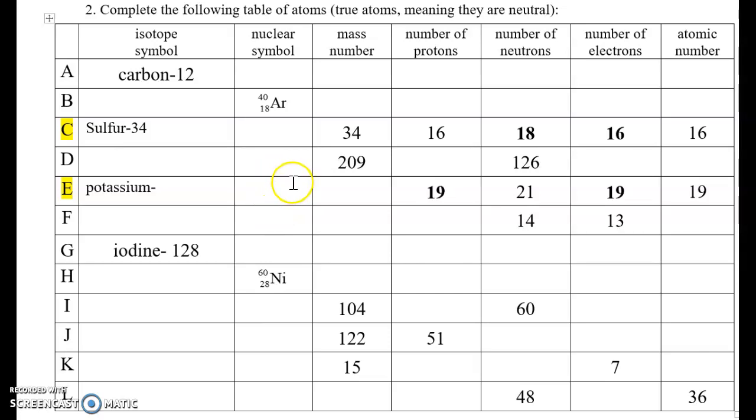The nuclear symbol would have a K, the symbol for potassium, and the lower left would be 19, the number of protons. And the only thing missing on all those symbols is the mass number, and we can get that by adding 21 neutrons plus 19 protons, gives a mass number of 40. Okay? And that goes after the hyphen in the isotope symbol, and it would go upper left in the nuclear symbol.